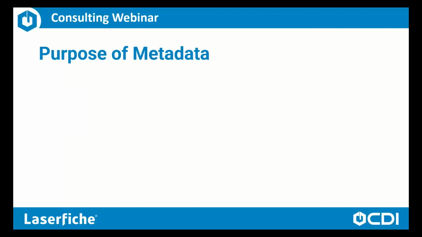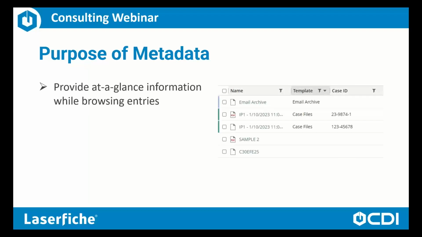To get started, the purpose of metadata in your Laserfiche repository is really to add information to your documents and folders. We are able to provide at-a-glance information while browsing our entries. In our screenshot here, we can see colors on the left-hand side corresponding to the template that's applied to the document. And we can also see the case ID template field in our search results or folder browser display. And those columns are customizable.